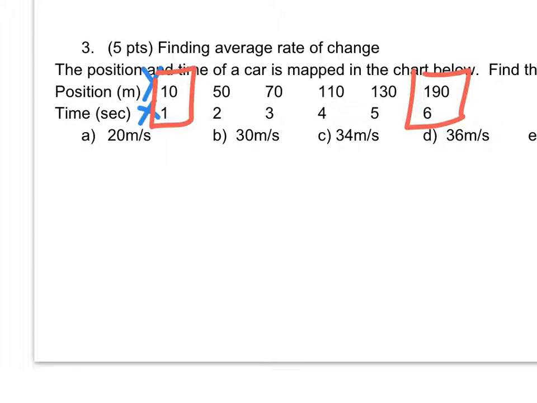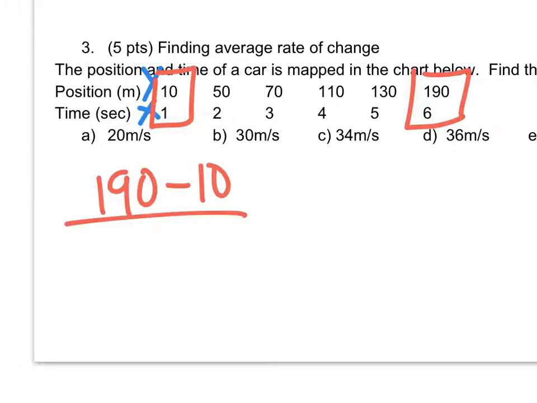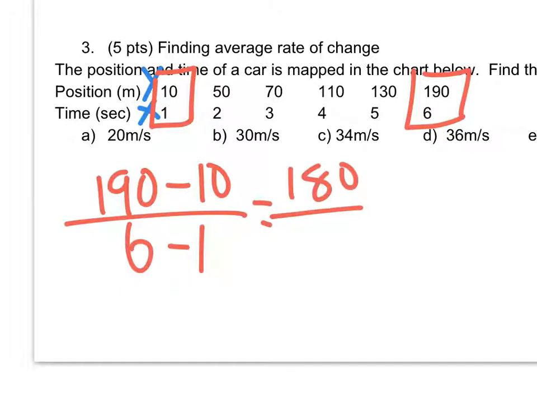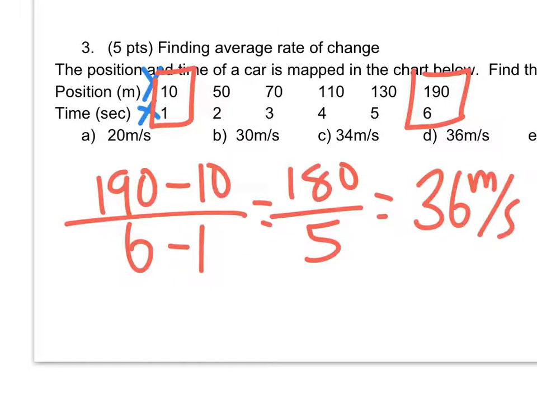And we can write that like 190 minus 10 over 6 minus 1. And so this formula, like y2 minus y1 over x2 minus x1, is going to give us what? It's going to give us 180 over 6 minus 1. 6 minus 1, of course, is 5. And when you pop that in your handy-dandy calculator, you're going to get 36, or 36 meters per second. Is that an option? Sure is. Option number D.